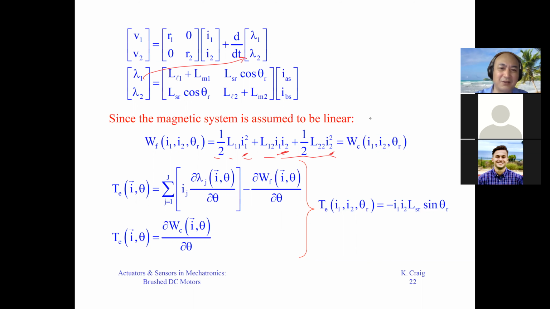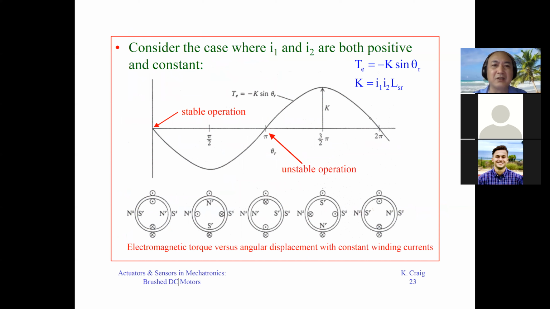Don't worry about this equation for each of the coils. You can lump everything into this term. I1 times I2 is the mutual inductance, and here you have L_SR, and here you have the angle. So that's your total magnetic energy, and torque.